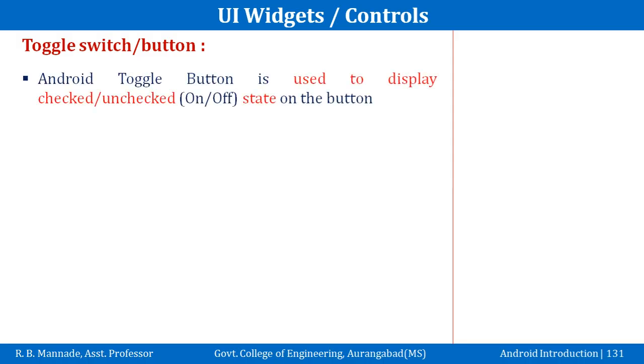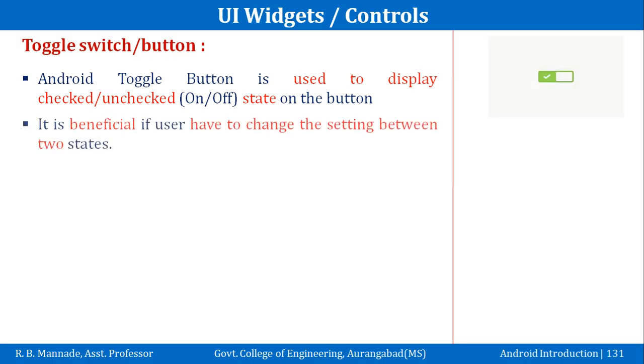In Android, a toggle button is used to display checked or unchecked conditions or states, and sometimes these checked and unchecked conditions are also called the on and off states. It is beneficial if the user has to change a setting between two states. It means some applications may have two states, on and off.